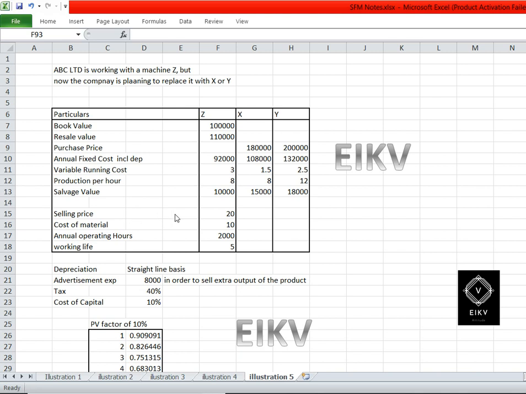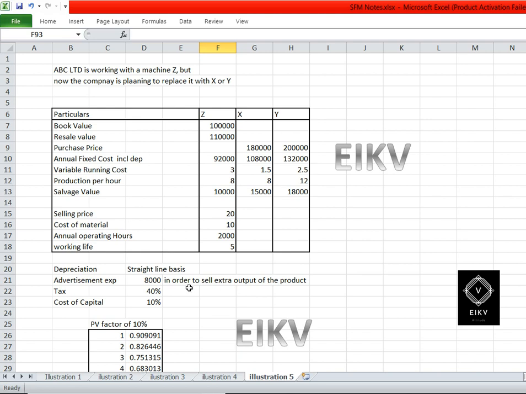Selling price of the product is 20 per unit, cost of material is 10 per unit, and annual operating hours, which is the limiting factor in this problem, is 2000. Working life of the machinery is always 5 years for every machine. Depreciation shall be made by the straight line method. Advertisement expenses of 8,000 rupees shall be paid for an extra output of product.